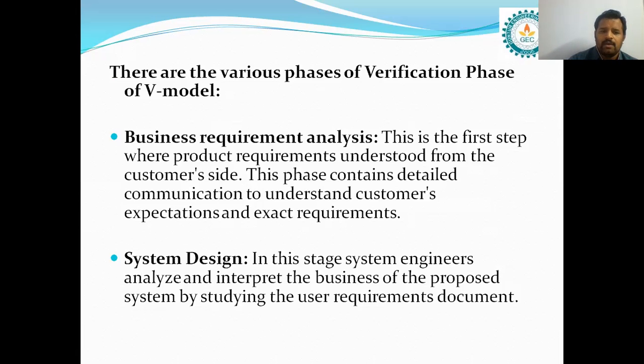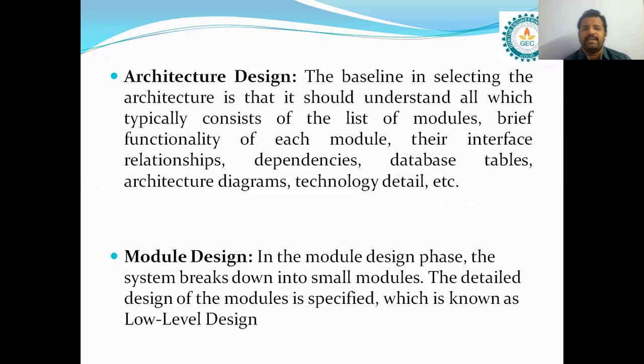They analyze all these things in the second phase, which is called the system design phase. Okay, and the next one is architecture design. That means we design the structure of the system, the entire architecture. The baseline in selecting the architecture is that it should understand all, which typically consists of the list of modules, a brief functionality of each module, their interfaces, relationships, dependencies, database tables, architecture diagrams, technology details, etc.